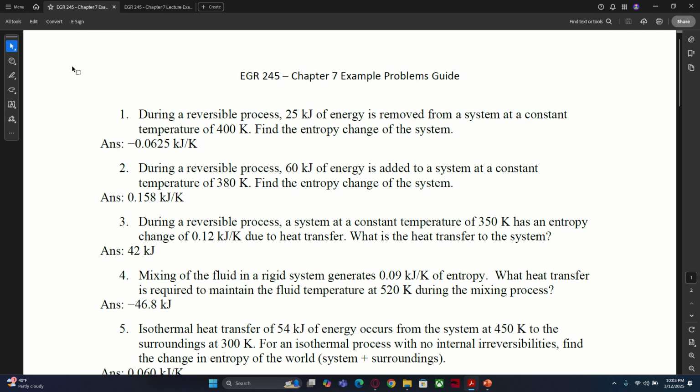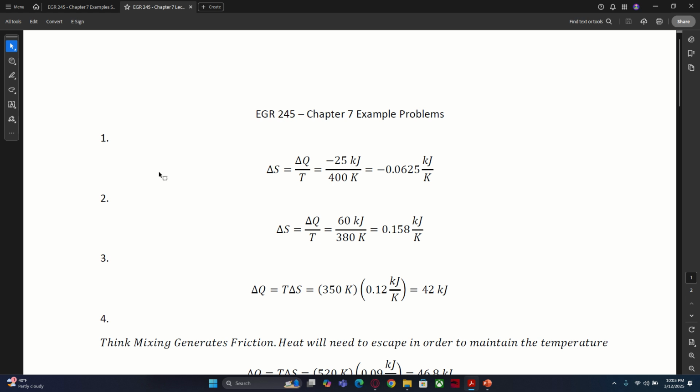Now, question 2. During a reversible process, 60 kilojoules of energy is added to a system at a constant temperature of 380 Kelvin. Find the entropy of the system. Well, the key word here is that energy is being added to our system, and we're going to assume that that is heat energy.